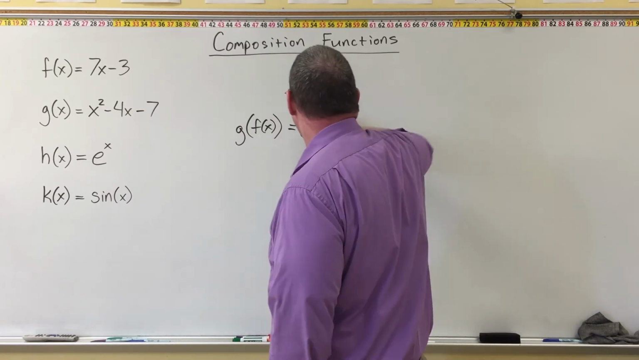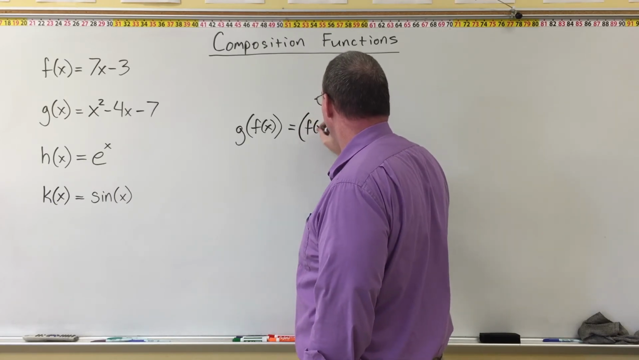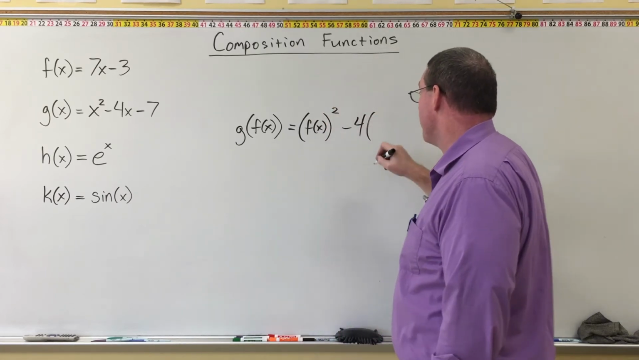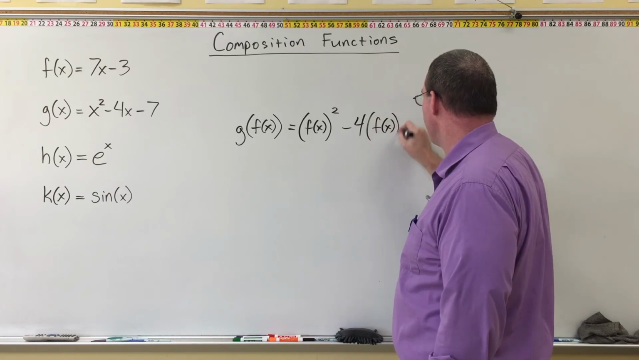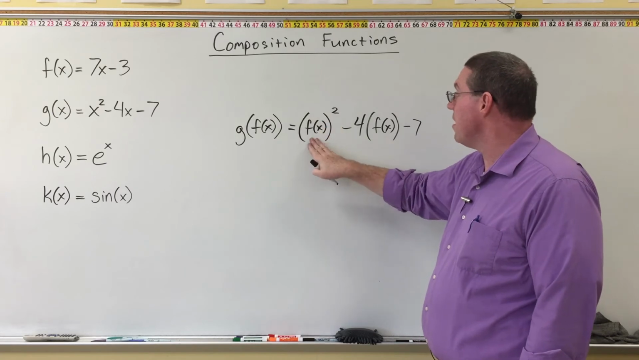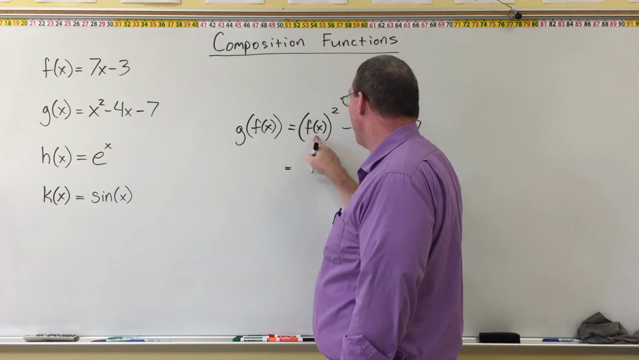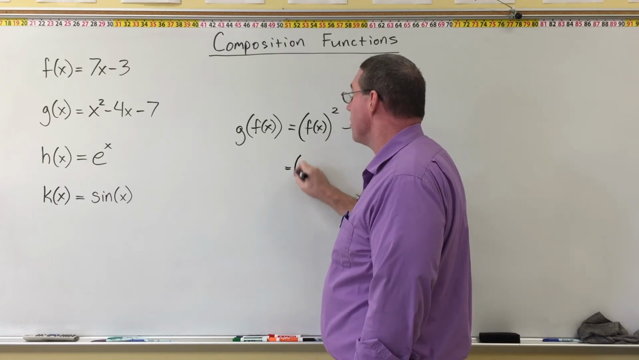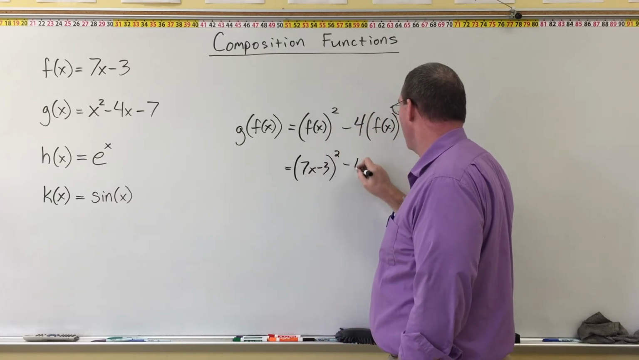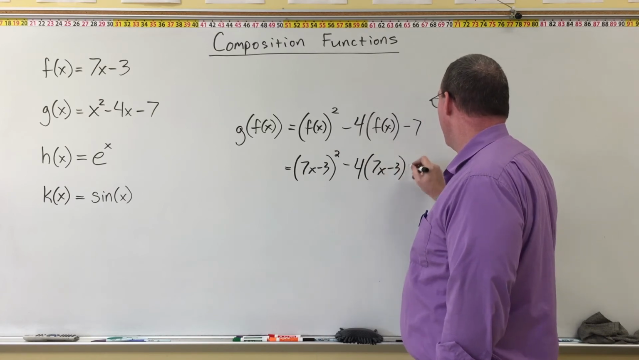Oh, sorry, let me do the first layer. In the place of the first x, instead of x squared, we're going to put f of x, then squared, minus 4 times x, but instead of the x, we're going to put f of x, then minus 7. So this is g of f of x. We've replaced the x's with f of x. Now, we'll actually put whatever f of x is inside the parentheses, which is 7x minus 3 squared, minus 4 times whatever f of x is, 7x minus 3, and then minus 7.